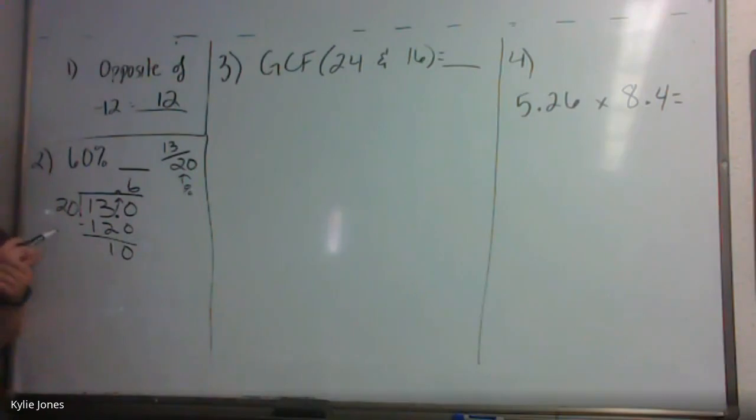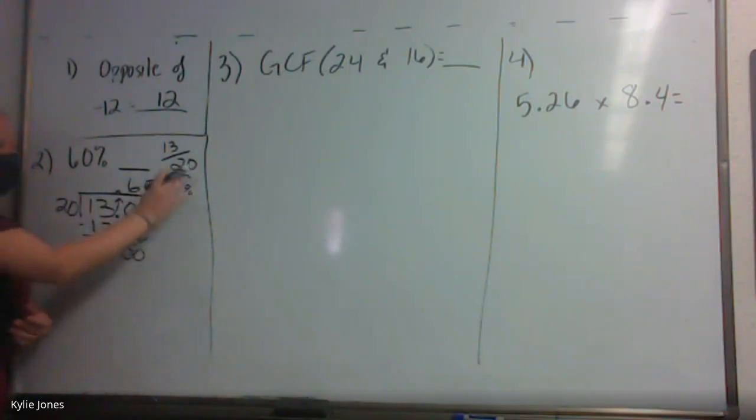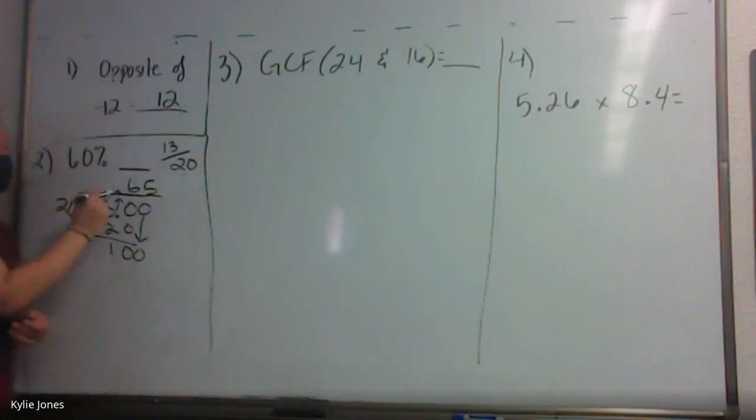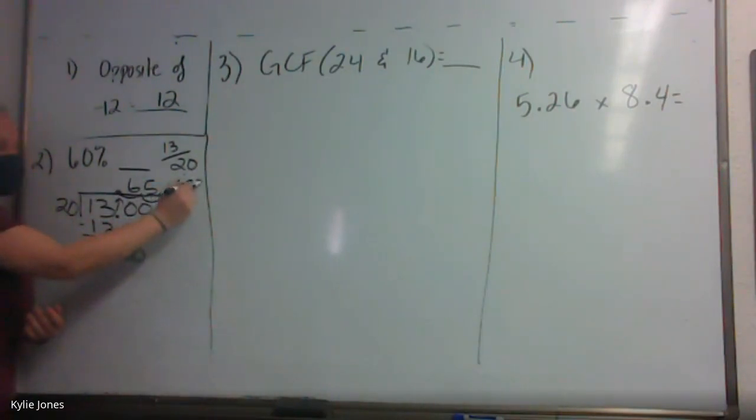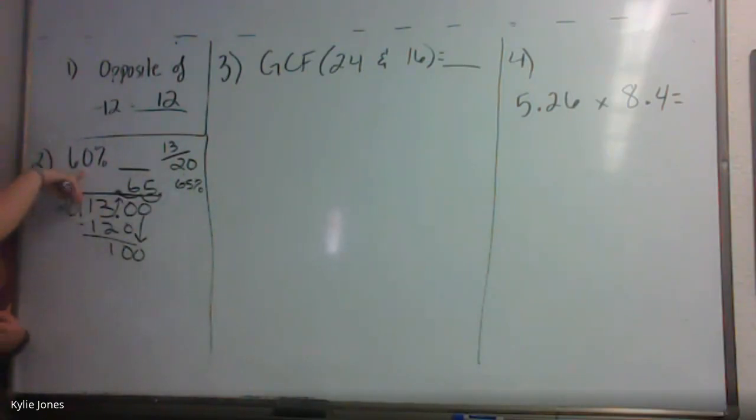I can keep going. We can add one more zero. Does 20 go into 100? Yeah. 5 times. So this is really 0.65. But to change this decimal to a percent, what do I do? Move it right twice. One, two. So this is 65%. So 60% is what?